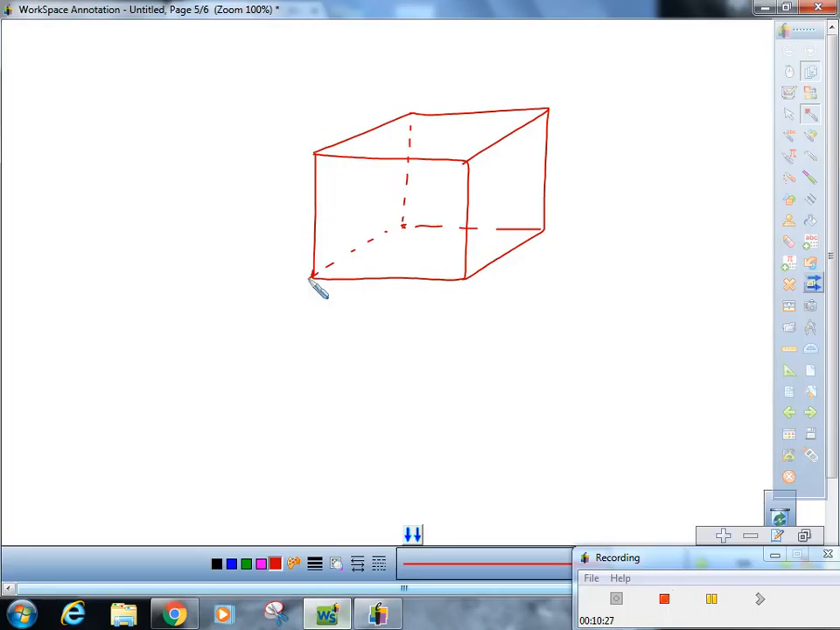How many dimensions is that shape? Does it have two-dimensional parts? How many two-dimensional parts does it have? 6. Okay, adding up the areas of those 6 parts is how you find the surface area. Does that make sense? What type of profession might care about surface area?